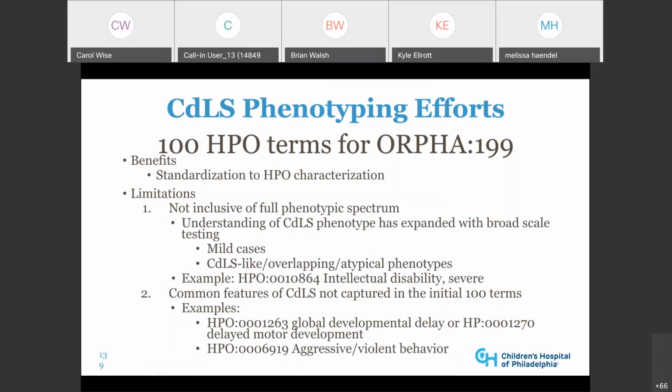So first, we were finding that out of those 100 HPO terms, this was certainly not inclusive of the full phenotypic spectrum, as it wasn't allowing us to capture some of the more mild cases or the phenotypes of these more CDLS-like or atypical or overlapping cases as well. So an example I have here is the HPO term intellectual disability severe, but it didn't allow us to capture moderate or mild intellectual disability. So those had to be added.